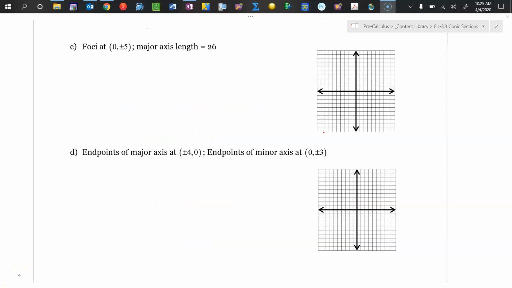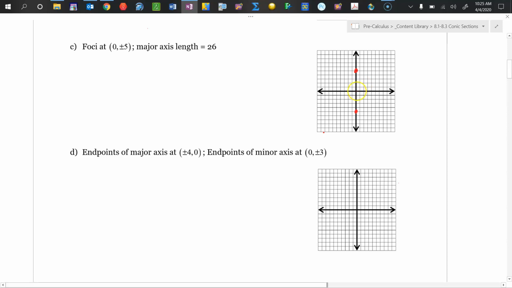All right, let's try a few more like this. The information in C is that the focal points are at 0 plus or minus 5. So 1, 2, 3, 4, 5. 1, 2, 3, 4, 5. So we know that this is an ellipse that's longer in the vertical direction. The major axis length is 26. So that's from one endpoint to the other endpoint of the ellipse in the longer direction.